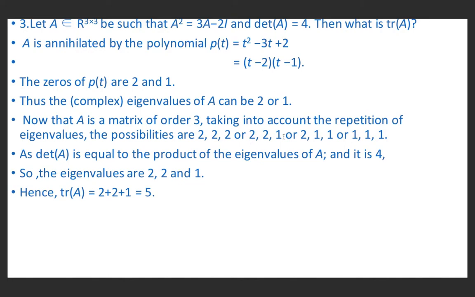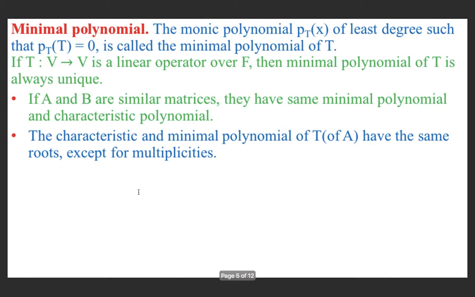Only these eigenvalues satisfy the condition determinant A equal to 4, because the value of the determinant is equal to the product of diagonal values. Hence the eigenvalues are 2, 2 and 1. So trace is equal to 2 plus 2 plus 1, which is the sum of eigenvalues, equal to 5.